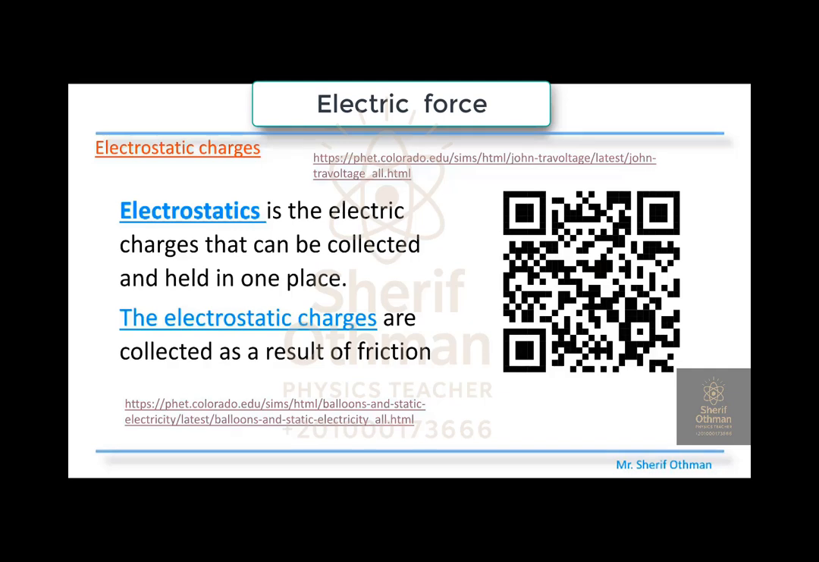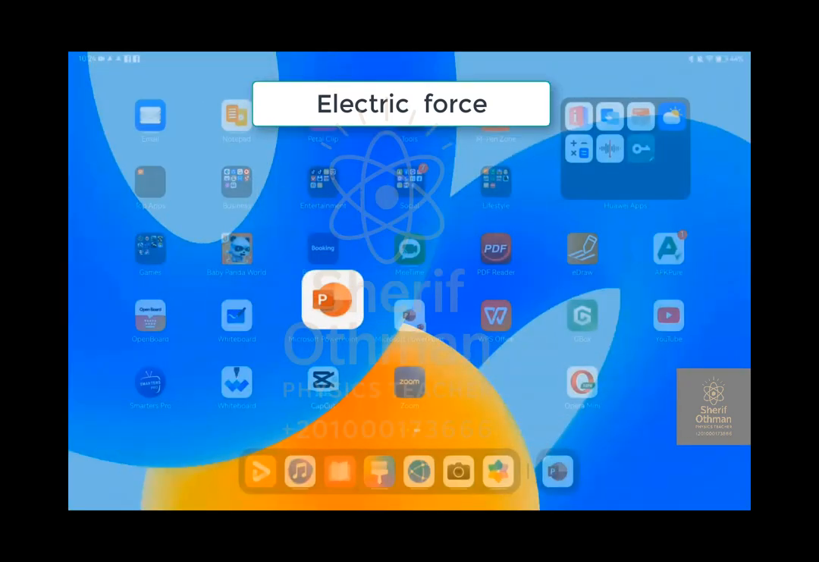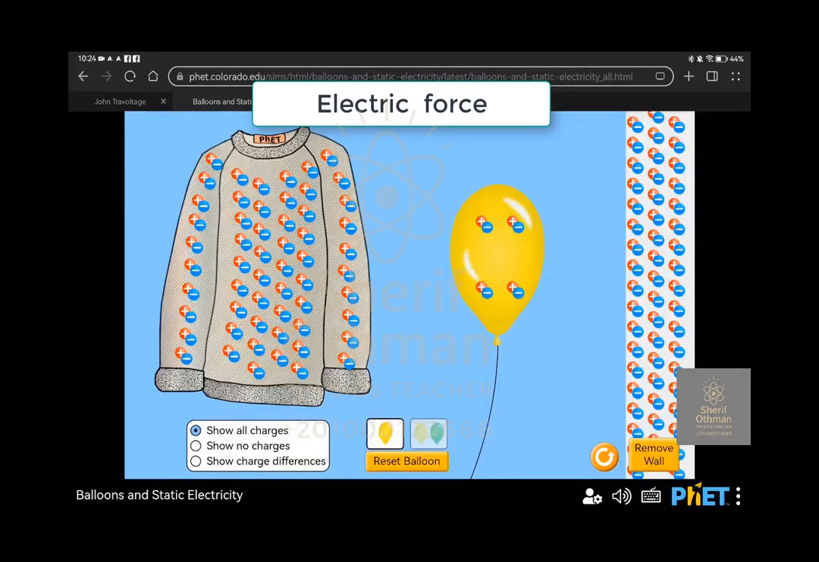Let's first begin. What is the meaning of electrostatic charges? Scan the QR code and watch the video, then return back to me. Electrostatic charges are charges that are collected in one place without moving. So we are going to say that this object which is collecting charges is charged.